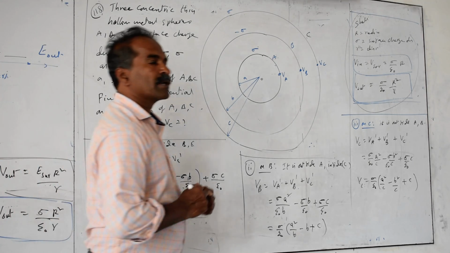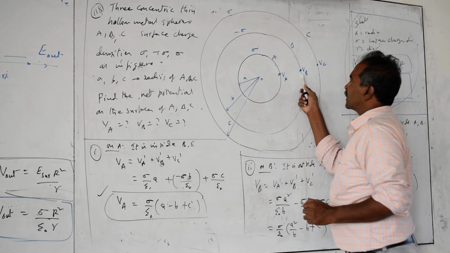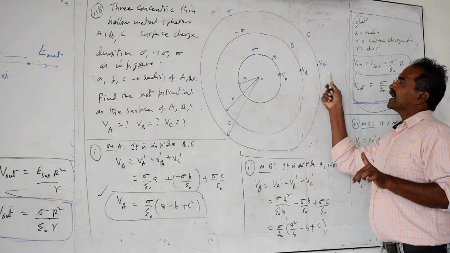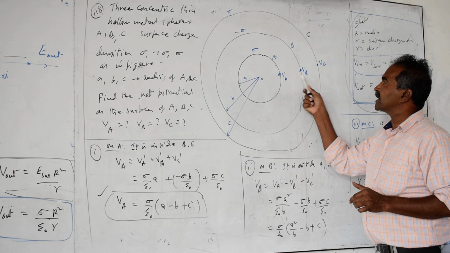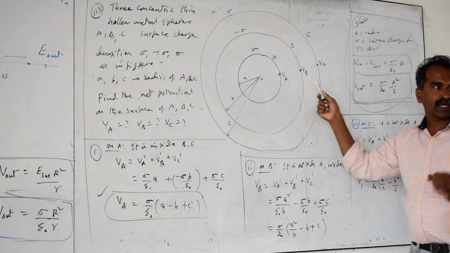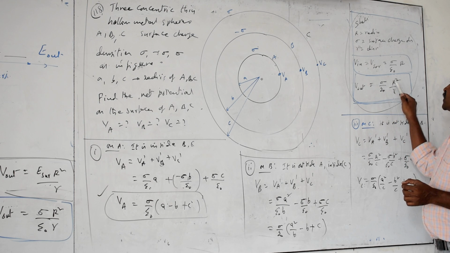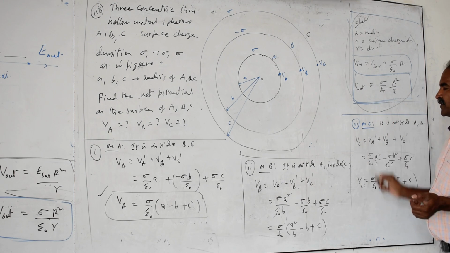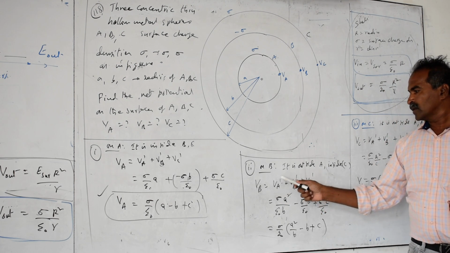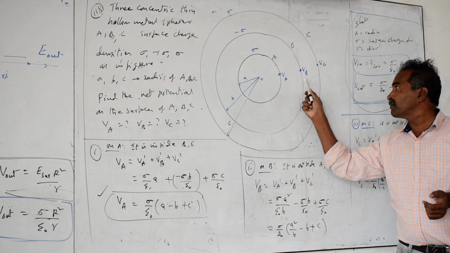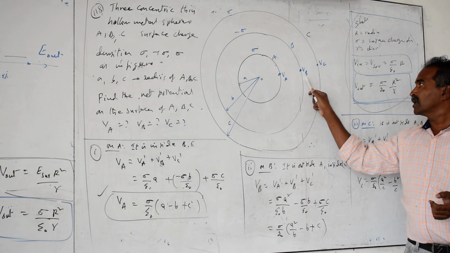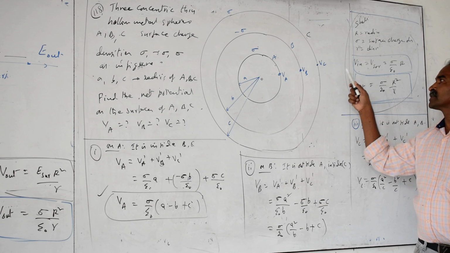Next we want to find the potential on B. Now the point is outside A but inside C. When you take a point outside, you have to use this formula: outside is sigma by epsilon into its radius square by distance. So the total potential on B is equal to the potential because of A, plus the potential because of B, plus the potential because of C also.